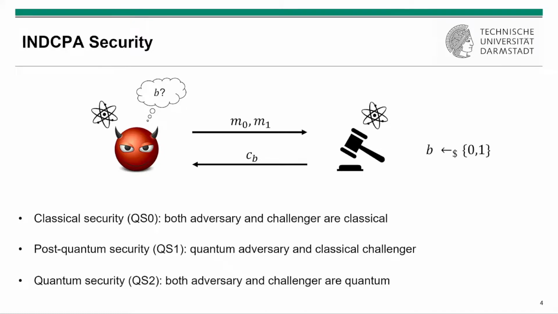Now, for the first two cases, classical and post-quantum security, the picture you can see here gives us the correct security notion, because the fact that the challenger is classical limits any communication between adversary and challenger to be classical. While in the QS2 setting, where the challenger is also quantum like the adversary, the two could communicate quantumly. And this is now also the focus of this work, the QS2 setting.